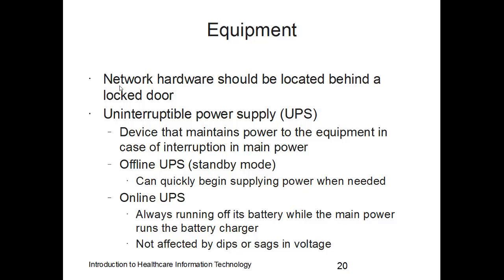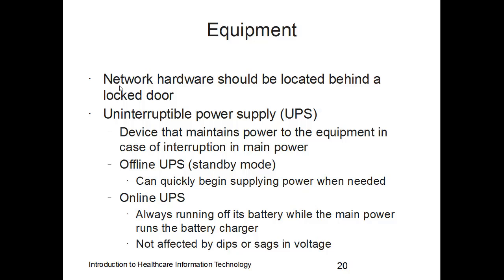When it comes to equipment for the facility, network hardware should be located behind a locked door. A pretty standard form of equipment that's used is a UPS, uninterruptible power supply. This is a device that will maintain power to the equipment in case there is an interruption in the main power. These can be either in offline or online mode.